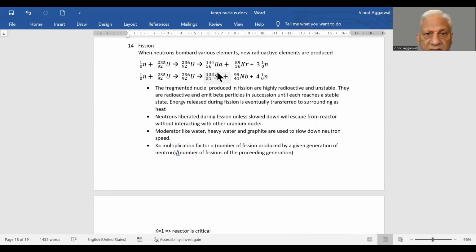And the fragmented products which are produced, for example, barium, krypton, or Sb or Nb here, are highly radioactive and unstable. They are radioactive and emit beta particles in succession until each one becomes stable. And usually, while stabilizing to a stable state, a lot of energy is released. And where does that energy go? Basically, this energy is available to the surroundings as heat energy.